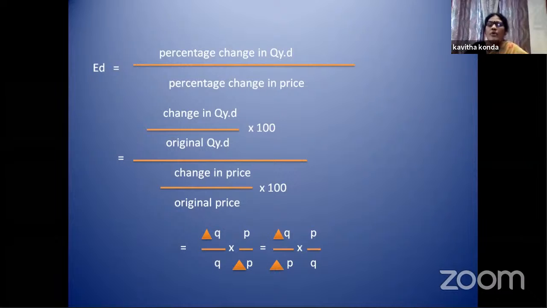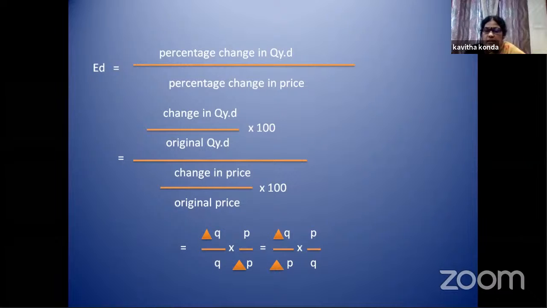The change in the price means the change after that. When the price increases, the quantity demanded also changes, and that change is taken here. So that is why it is the change in the quantity demanded divided by the original quantity demanded, divided by the change in the price divided by the original price, into 100. This can be written as delta Q by Q. Delta Q means the change in the quantity. Q indicates the quantity demanded, and P is the price. So the change in the quantity demanded divided by Q, into P by delta P.